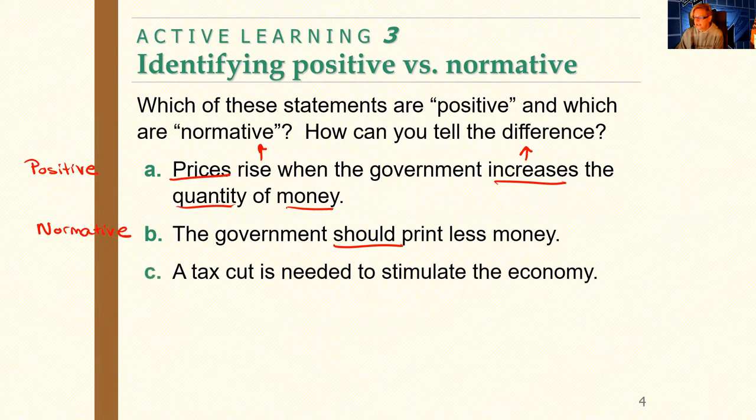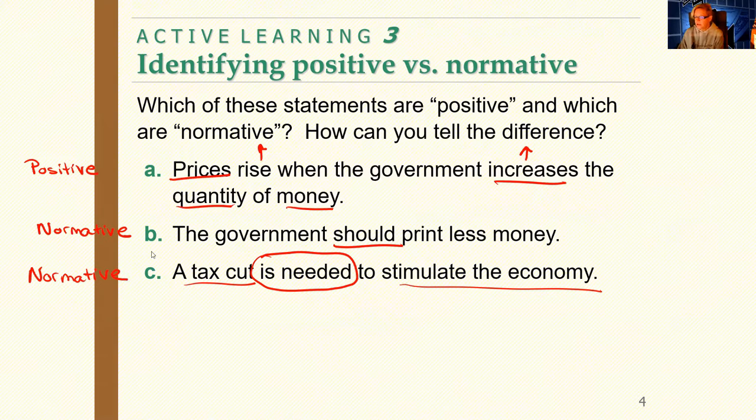C. A tax cut is needed to stimulate the economy. Okay, a tax cut, we can measure that. Stimulate the economy, we can measure that. Where I get caught up here is this word is needed. This tells me it's more opinion-based because it's difficult to measure a need. So I'm going to say that most likely this one's normative.